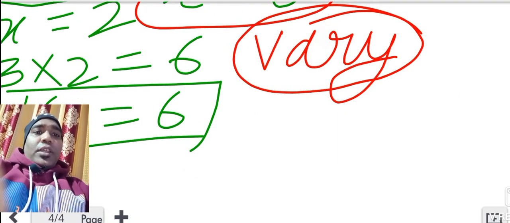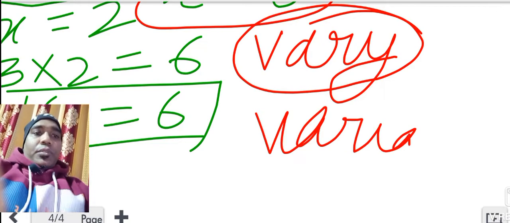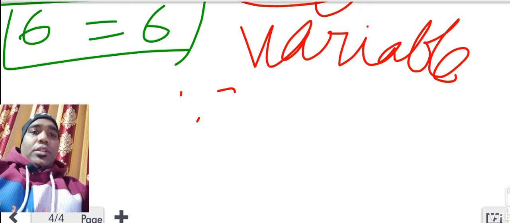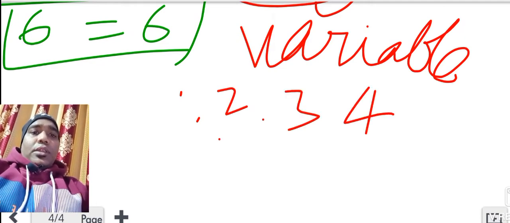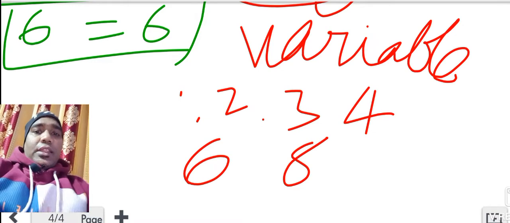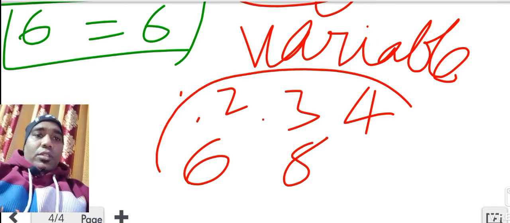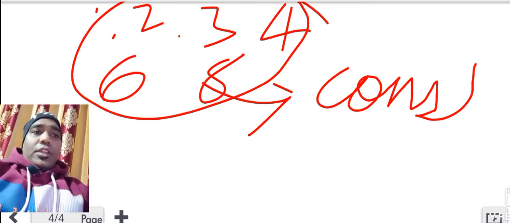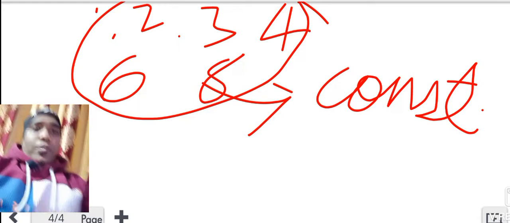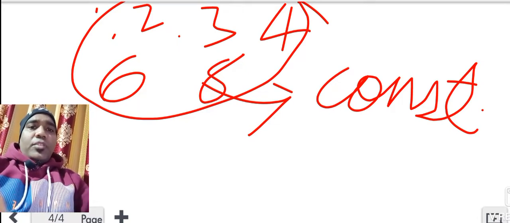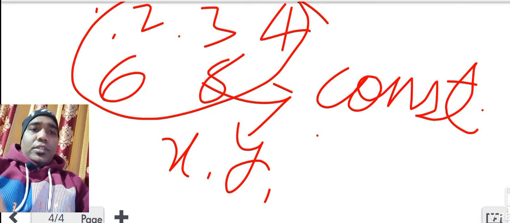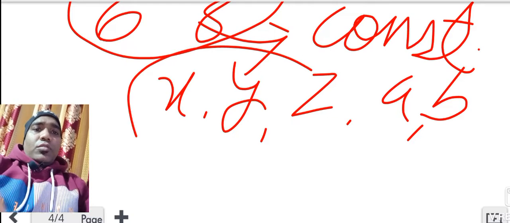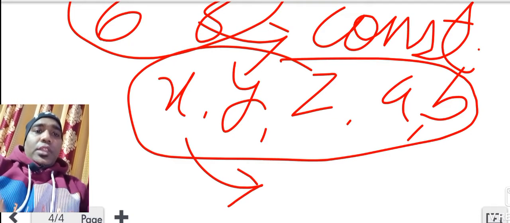That's why it is called a variable. The numbers like 1, 2, 3, 4, 6, 8, 1 lakh, 10 lakh, 20, all these are called constants. And those whose value can be changed, like x, y, z, a, b, c, anything we can take, all these are called variables.